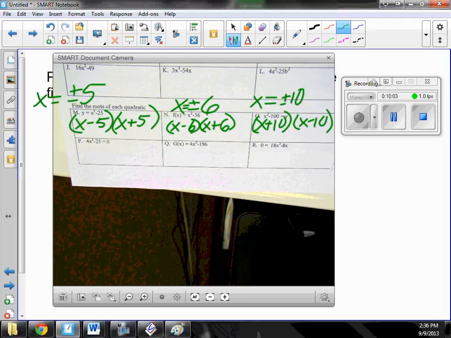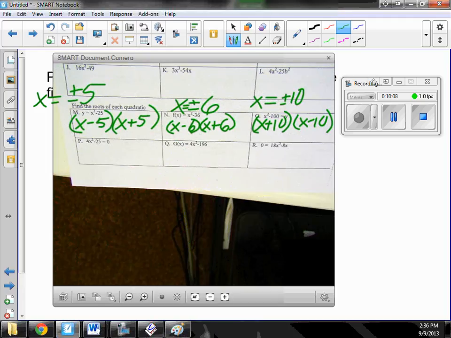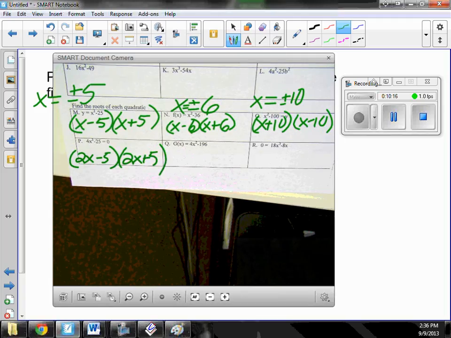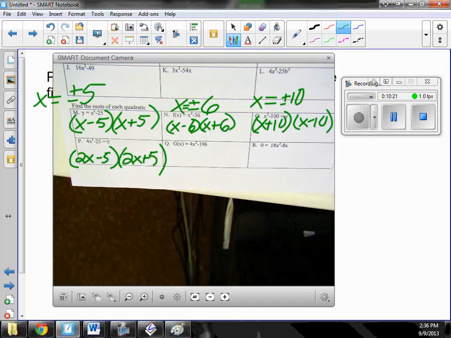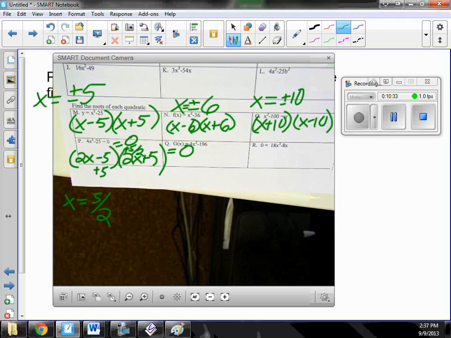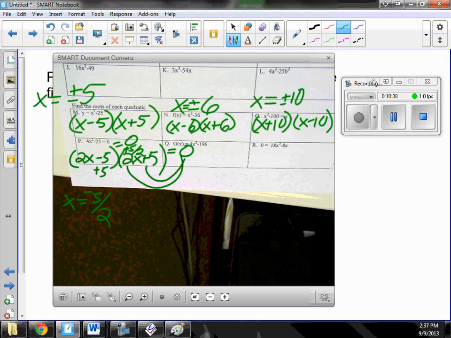So in letter P, is this a difference of squares? Yes. So 2x minus 5 and 2x plus 5. What do I do from here? Set them both equal to 0. I want to know what number makes each side equal 0. So I'm going to add 5 and then divide by 2, so x is 5 halves. And the other one, I'm going to subtract 5 and divide 2, so it's plus or minus 5 halves.